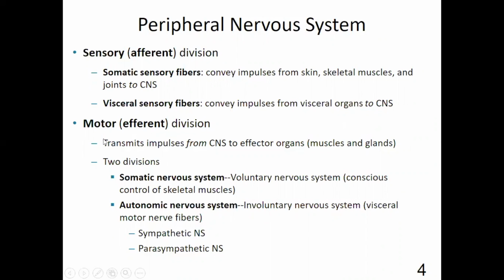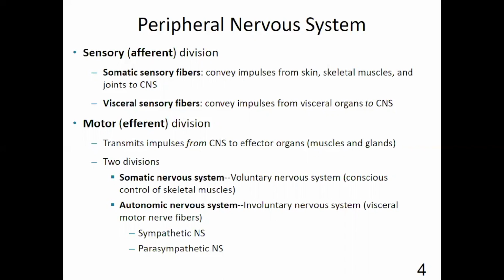The motor division, also called the efferent division, transmits information from the central nervous system to the effector organs, typically muscles or glands. The motor division is called the efferent division because efferent begins with E, and this information exits the central nervous system. So E for efferent, E for exit.